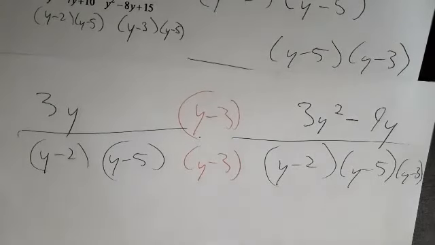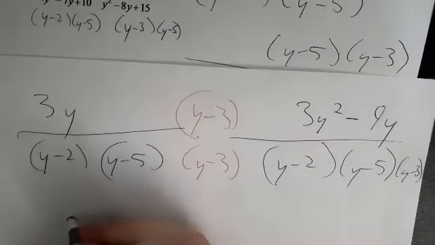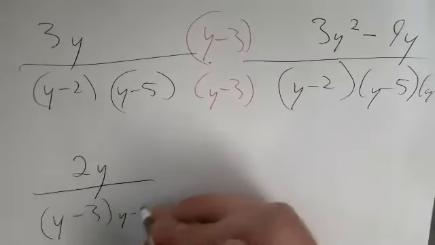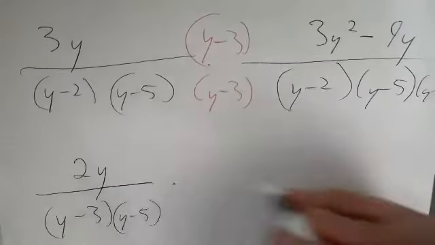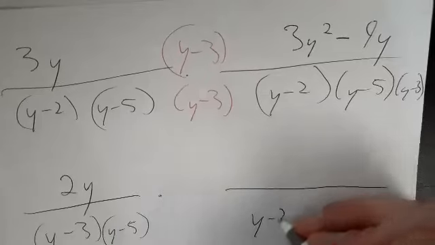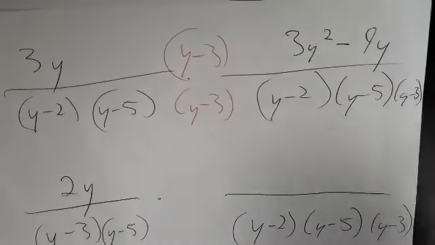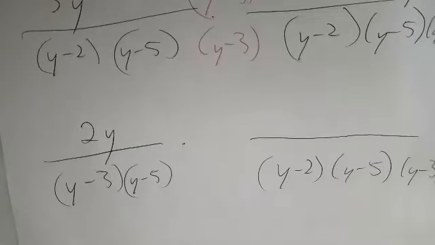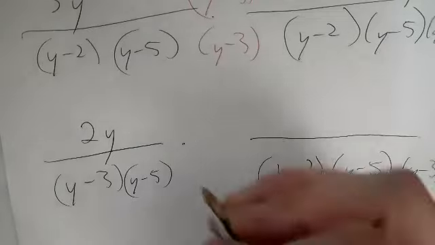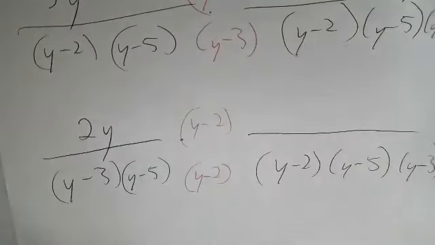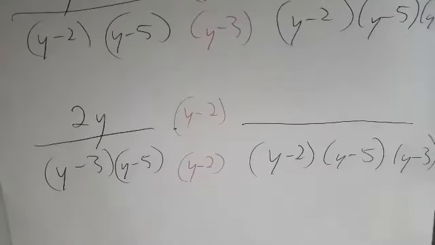Now we get a 2y. And this one I factored, it was y minus 3, y minus 5. Anyone multiplies by something, I'm going to end up with the same thing on the bottom, all 3 of these factors. The thing that this one is missing, that the other one had, was that y minus 2. So we want to multiply by y minus 2 on top and bottom. 2y times y minus 2 gives me what? 2y squared.